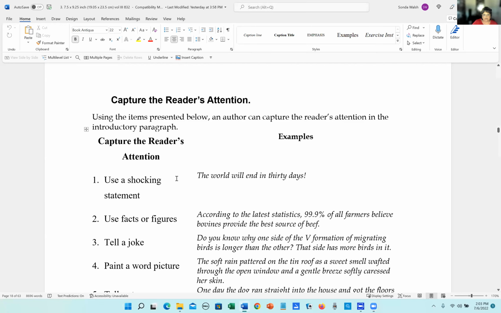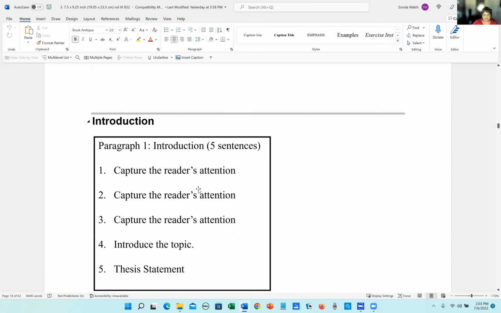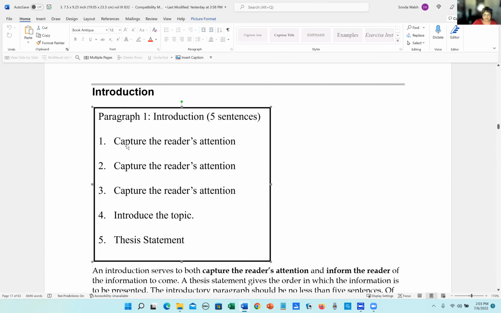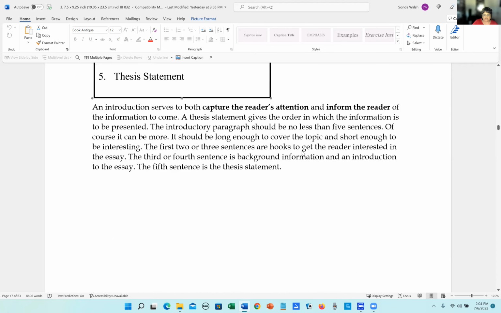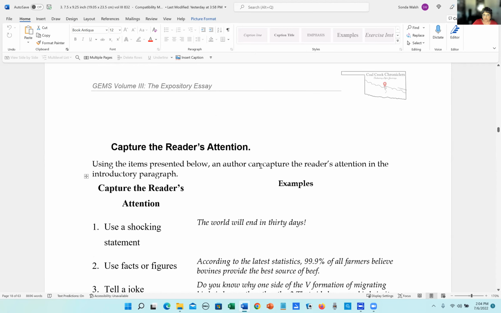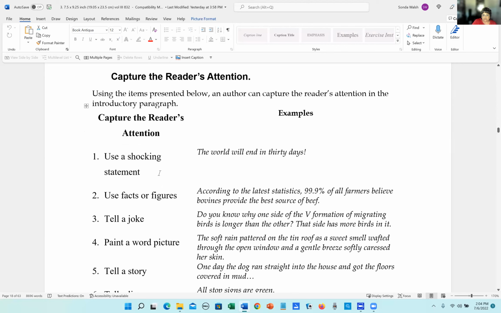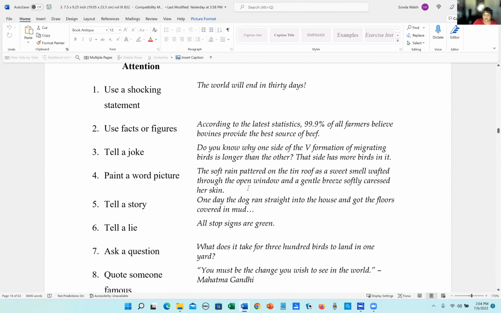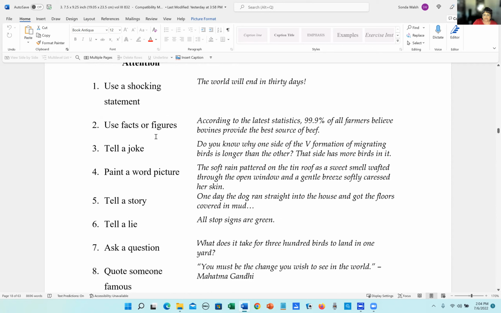Okay, so let's begin about how to capture the reader's attention. If you'll notice in the introduction, we have three lines here, three sentences that we're going to use to capture the reader's attention. The way you do that is you choose one of many ways. One is you use a shocking statement. The world will end in 30 days. You introduce with facts or figures, or tell a joke, or paint a word picture.